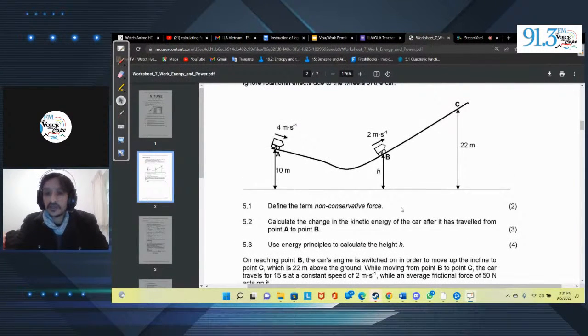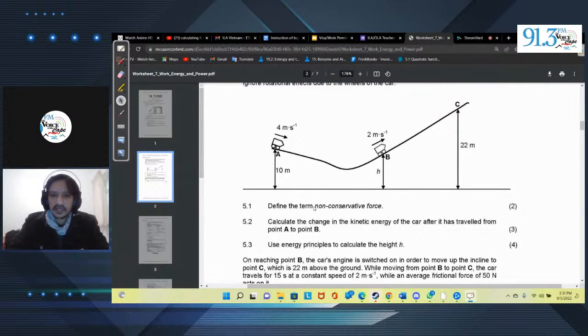Define the term non-conservative force. Well, we defined conservative force in the previous question, so of course, non-conservative force would therefore be the opposite of that, where the magnitude of the force is dependent on the route or the path on which the object is traveling. Right? So the path is important here in a non-conservative force.